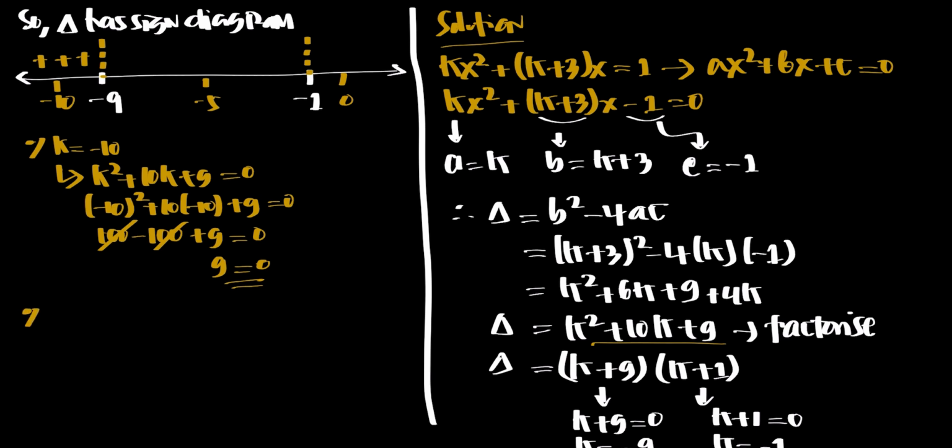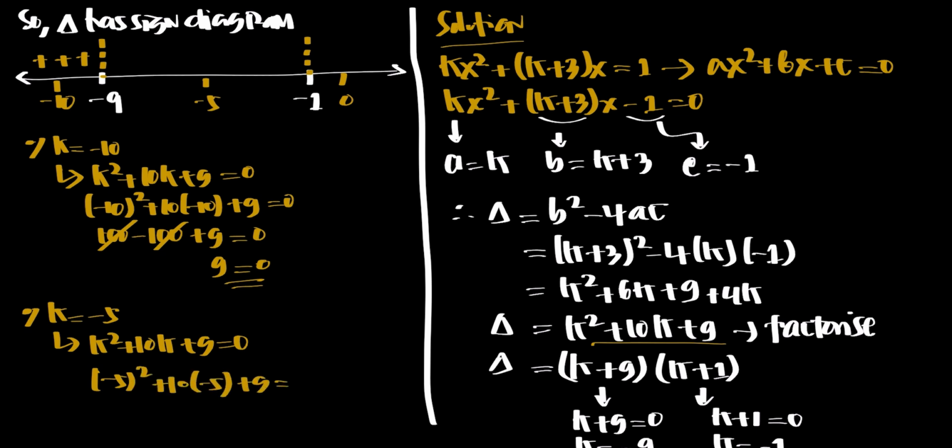And then the next one, when k we choose -5. So k squared plus 10k plus 9, so then -5 squared plus 10 times -5 plus 9. 25 minus 50 plus 9 remains -16. So that's negative. So then put negative.